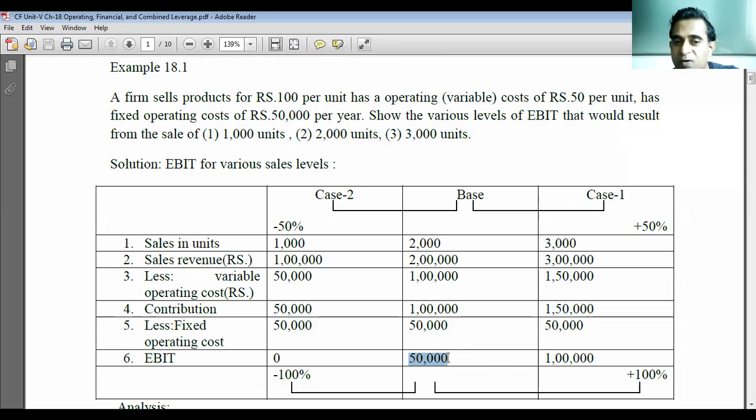The EBIT from base level has increased from 50,000 to 1 lakh rupees, which is a 100% increase. So a 50% increase in sales has resulted in a 100% increase in EBIT, or a 1% increase in sales would lead to a 2% increase in EBIT. I hope you understand it is correct.